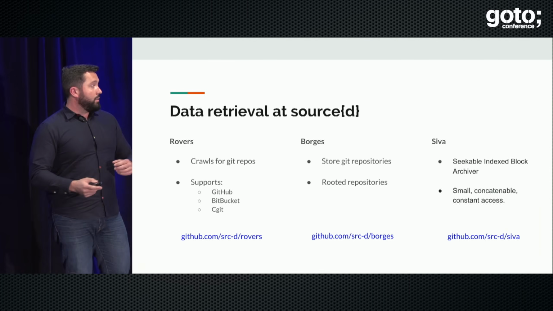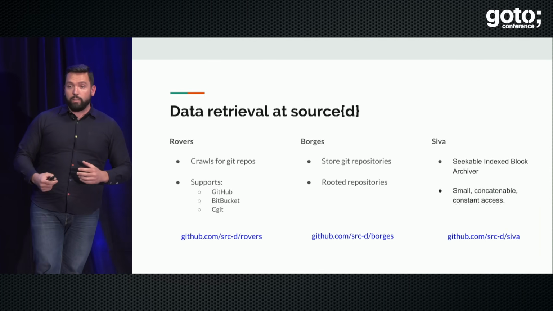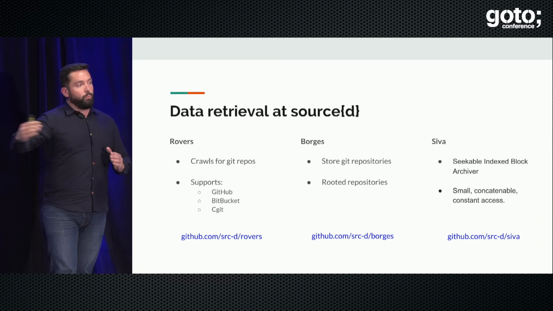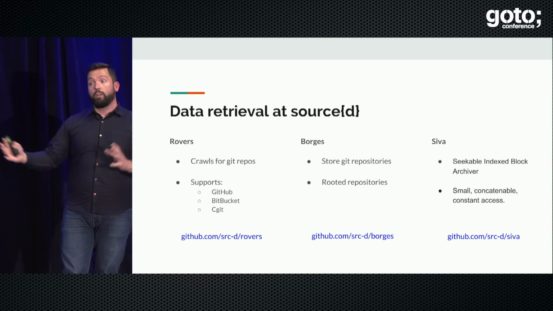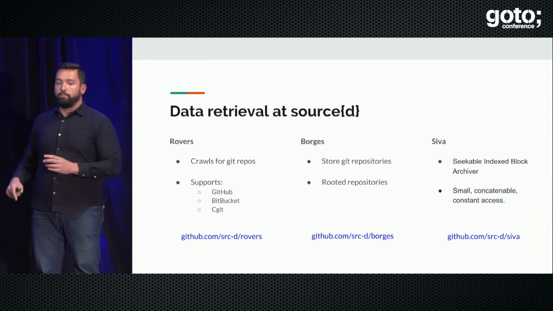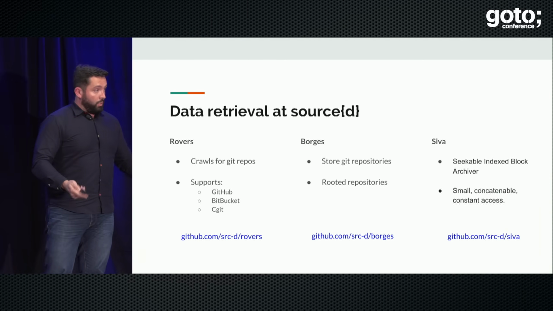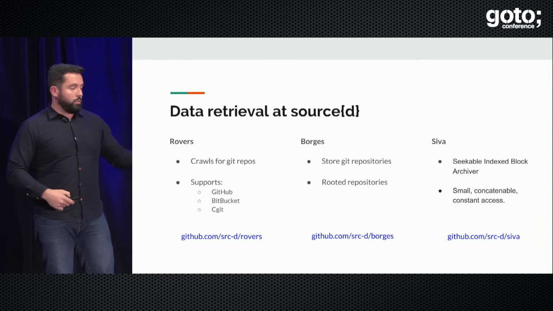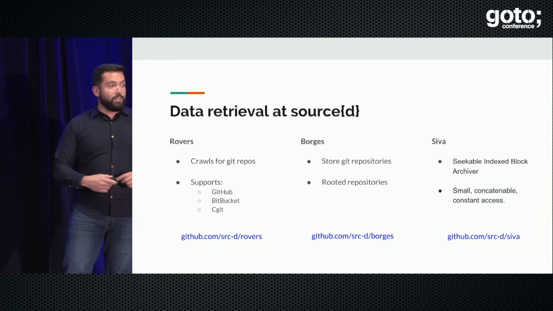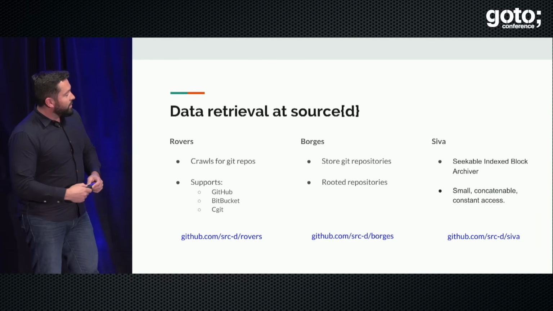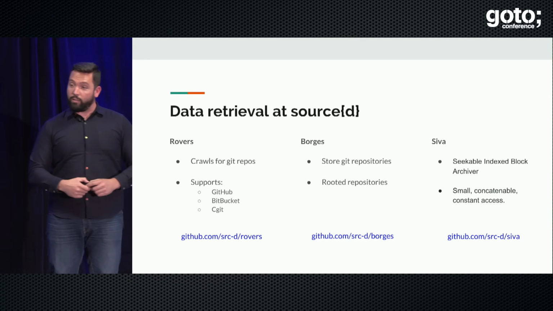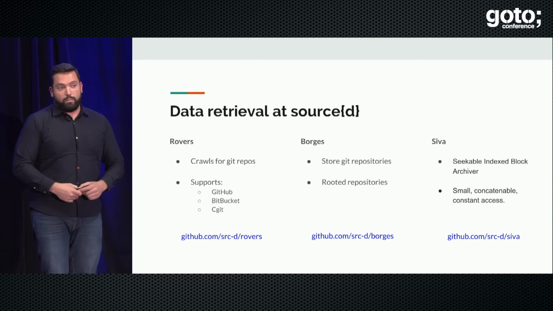A Siva file is a format that we created specifically because we wanted something where you could append more information, still be very compact, and have constant access to any part of the file. So we created something new because we didn't have any solution for that, and it's also open source. It's also interesting to know that in Spanish, V and B sound the same, so that's why seekable indexed block, we translated to Siva, because it sounds exactly the same.